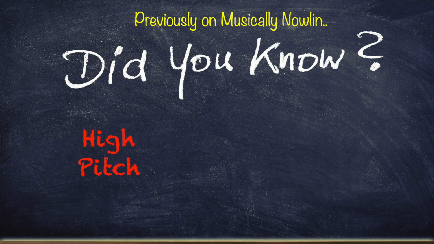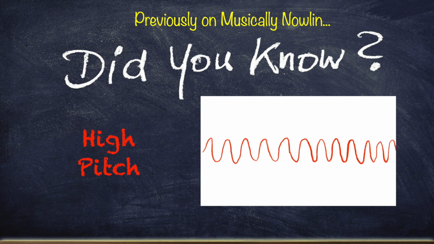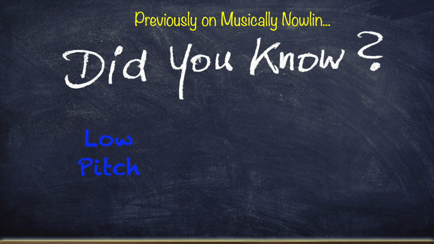High pitch is made by fast vibrations like this. A low pitch is made by slow vibrations like this.